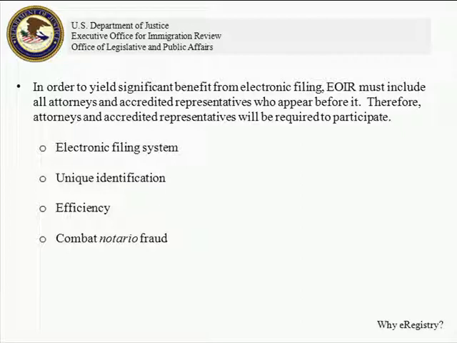We also expect that in the future, the eventual filing system will reduce the time and expense that's presently occurred with paper filings. And again, in order to have that happen, it needs to be universal, everyone who's appearing before the courts and board.